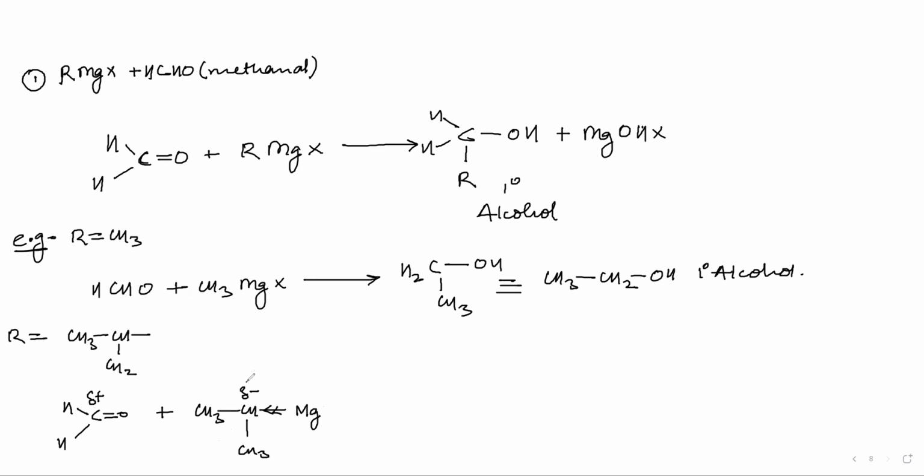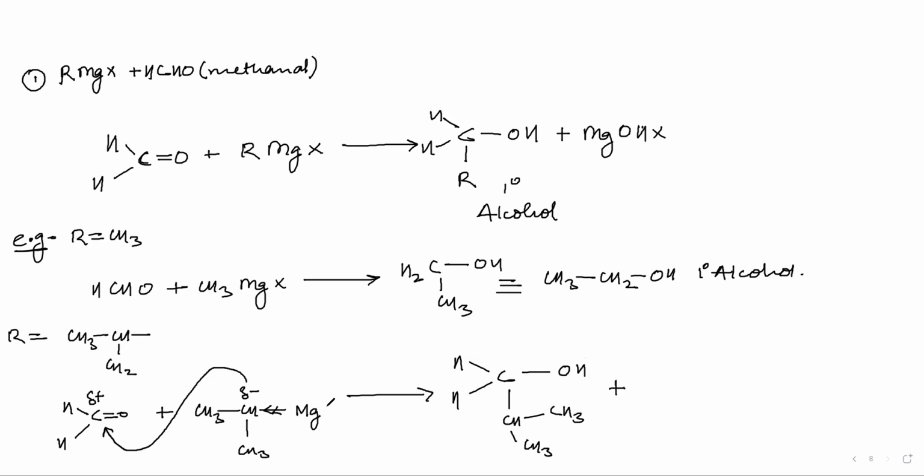Now this delta negative will attack the carbonyl carbon like this, and you will get a product H, C, H. Now this carbon CH will be here, bonded to CH3 and CH3 like this. The double bonded O will get converted to OH, and similarly the MgX here will get converted into MgOH X.